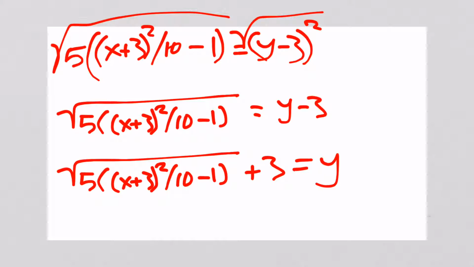And again, don't forget, if you want the negative half, you have to put a negative in front. So remember, it's always going to be a plus or minus in front of that square root if you want the full shape.